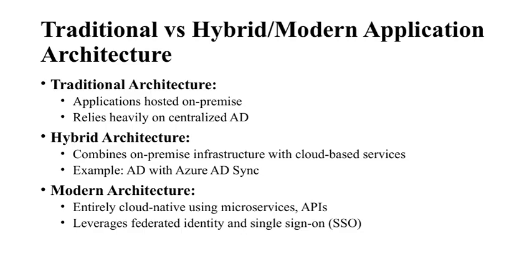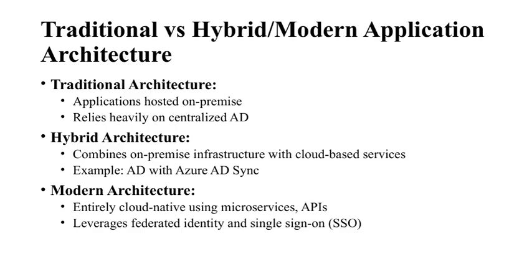Finally, modern architecture takes this even further by being entirely cloud-native. This setup uses microservices and APIs, making applications more modular and easier to update. It also leverages federated identity systems and single sign-on, or SSO, which simplifies user authentication across multiple services. This approach aligns well with the trend toward agility, scalability, and improved user experience in today's digital landscape.